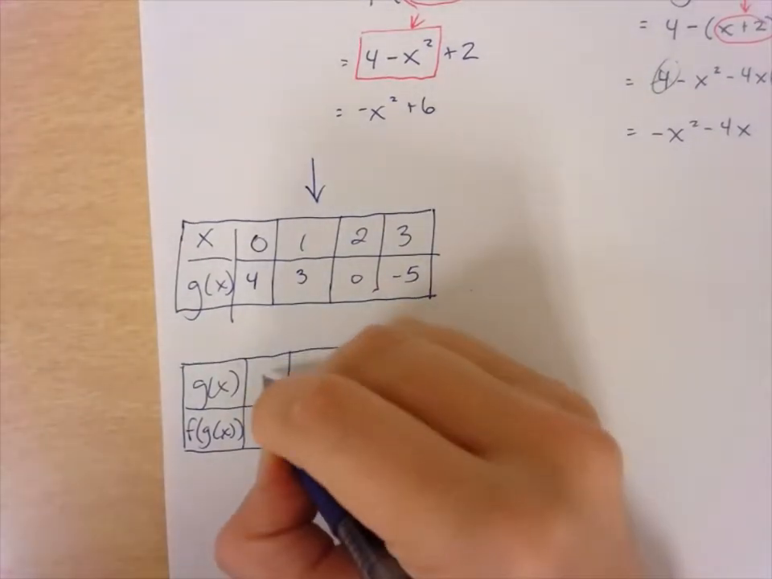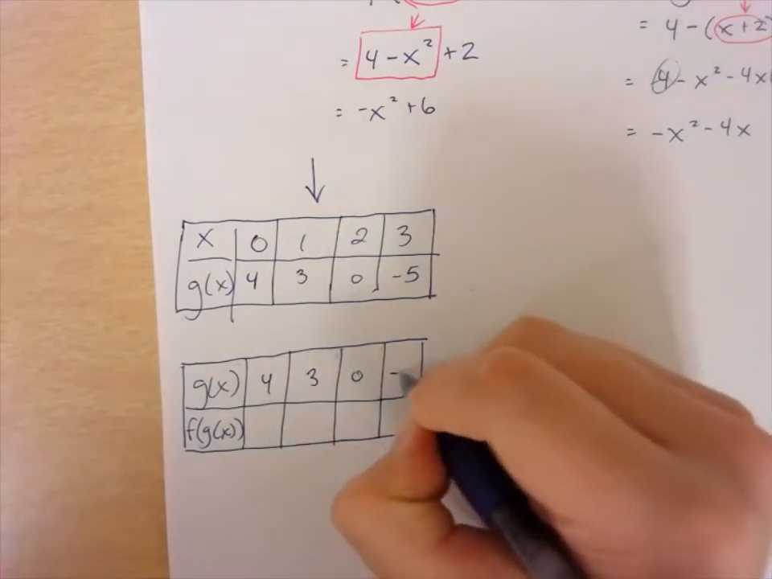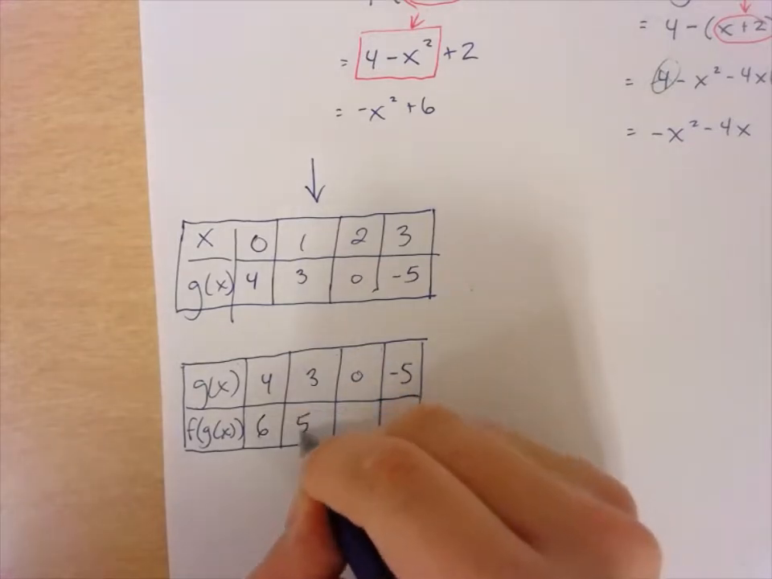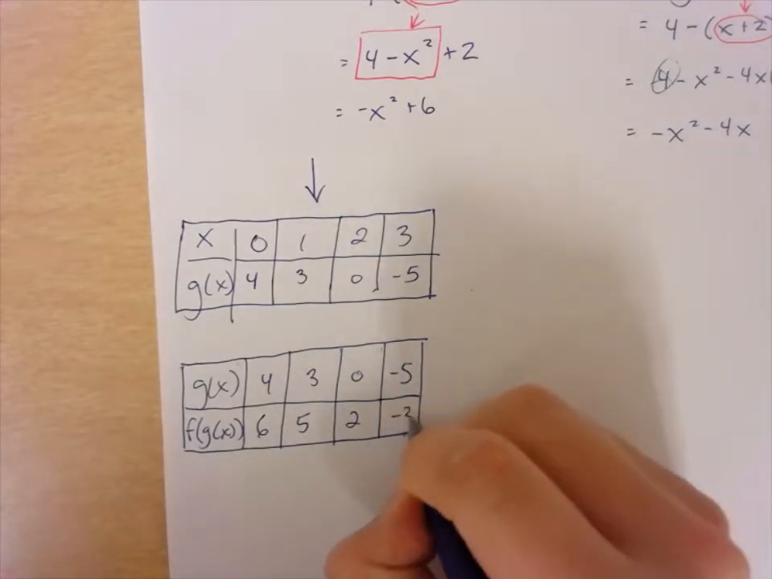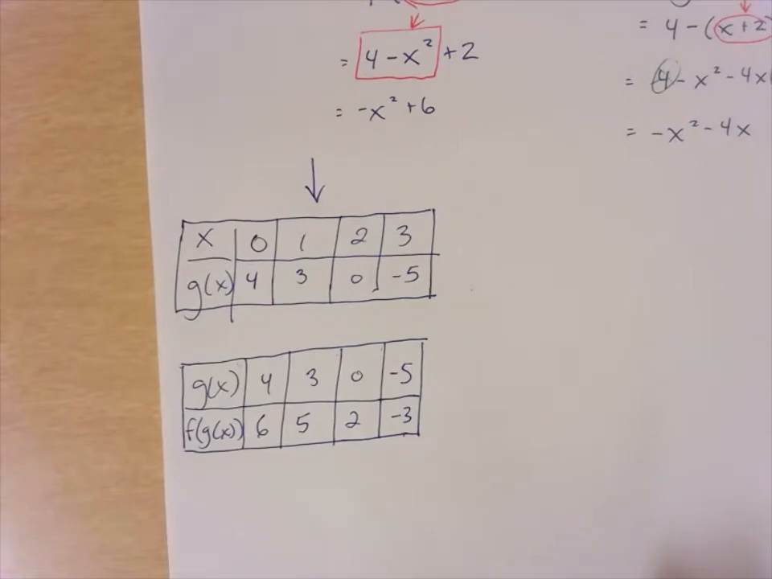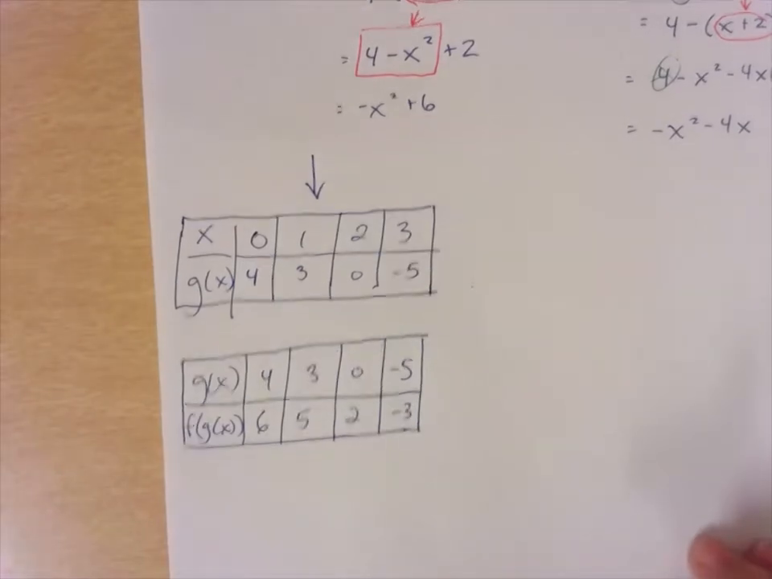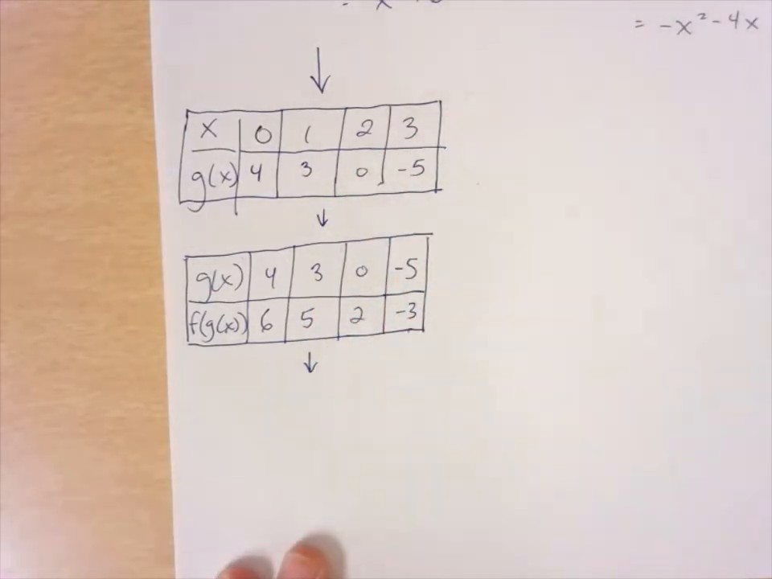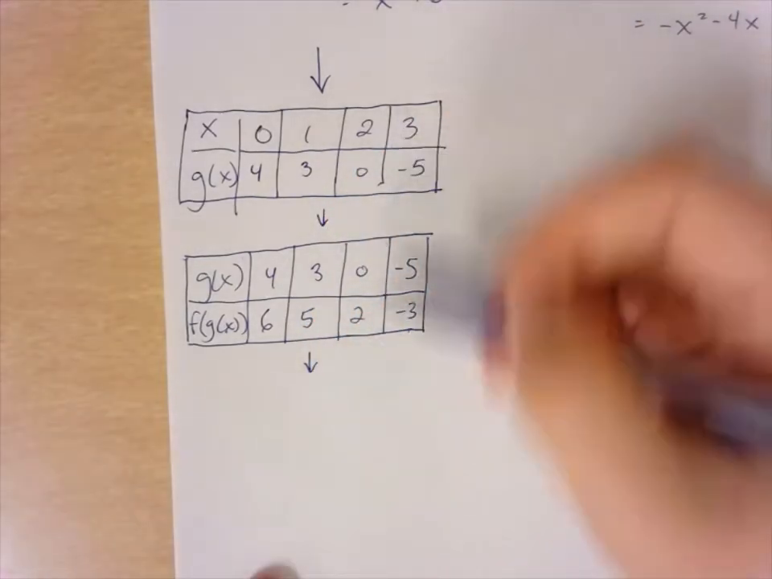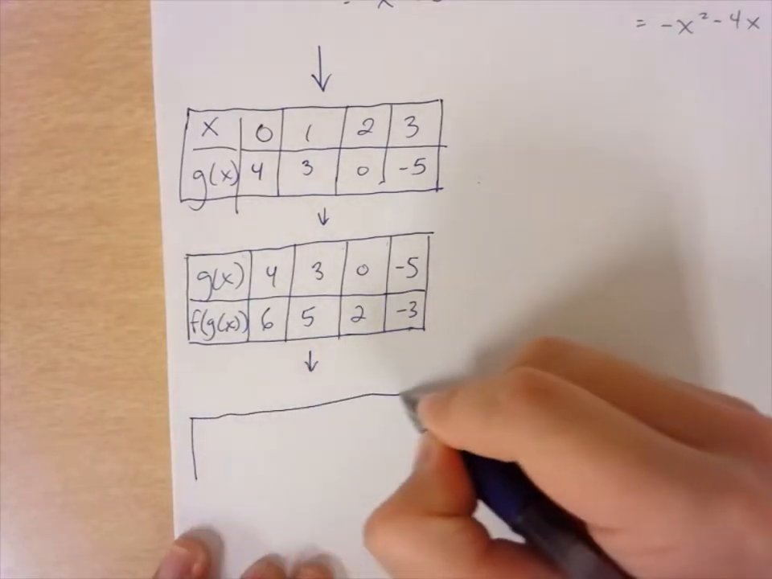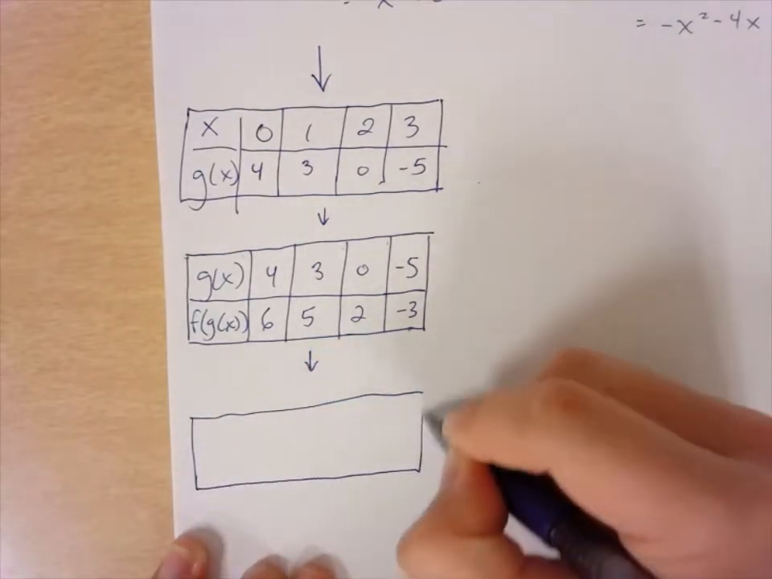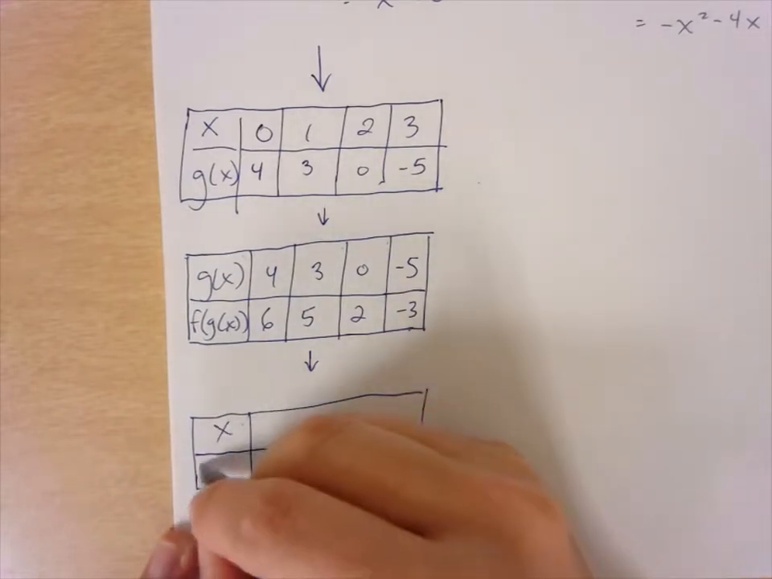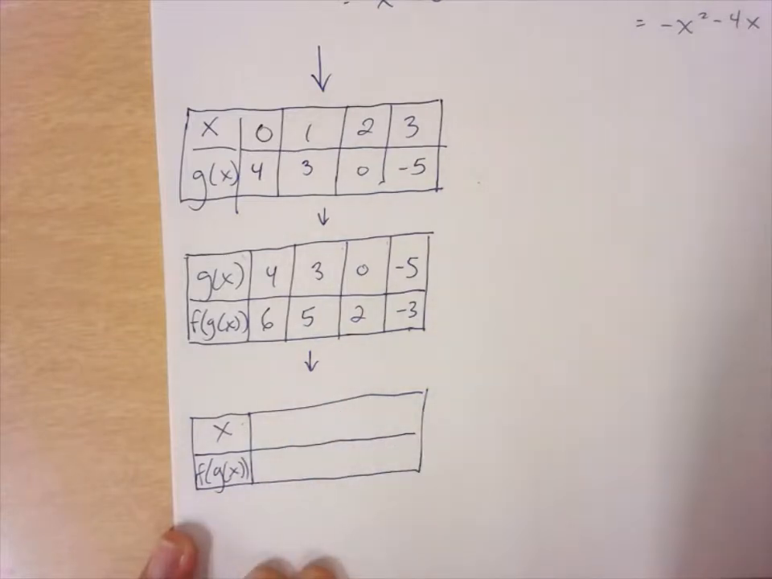So the g of x values of 4, 3, 0, and negative 5 create a 6, 5, 2, and negative 3 for our f of g of x function. And then what we can say here is we can use these first two tables to create a third table using just x and f of g of x.